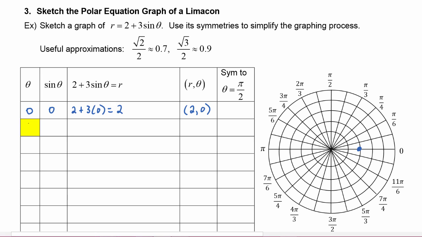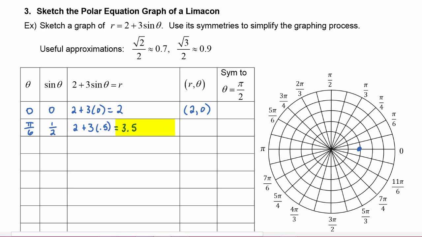Next up, let's plug in pi over 6. We know that the sine of pi over 6 is 1/2. So to find r, we are going to take 2 plus 3 times, I would suggest you use 0.5 and think in decimals instead of using a half. We know that 3 times 0.5 is 1.5, so 2 plus 1.5 is 3.5.